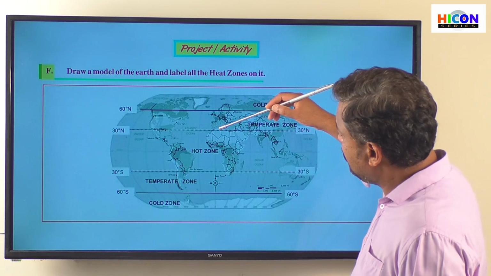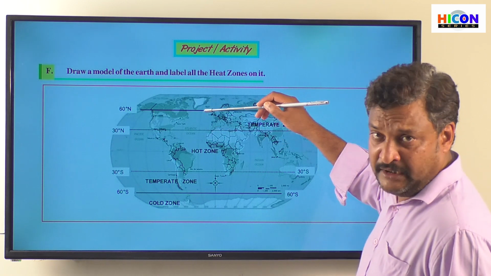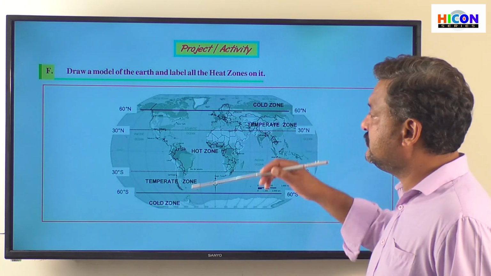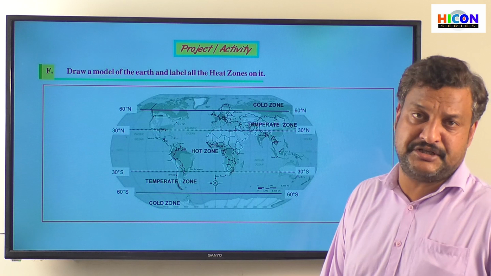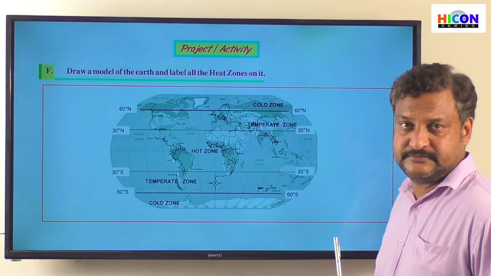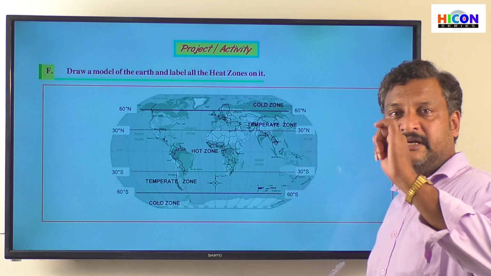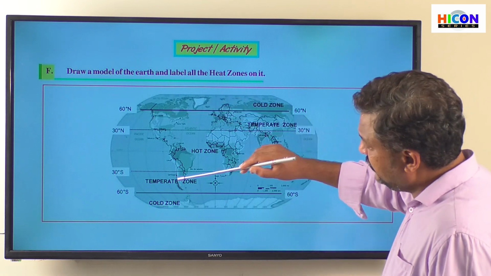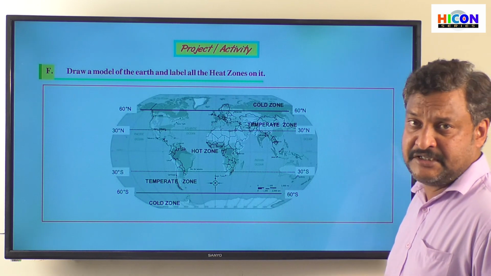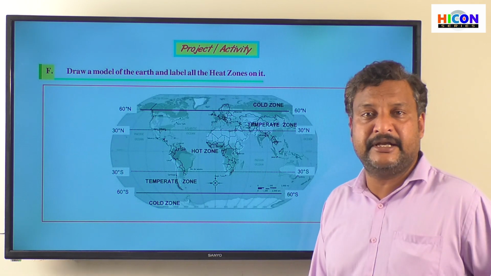Then from the Tropic of Cancer to the Arctic Circle in the north, we have a moderate climatic condition. The same here: Tropic of Capricorn to the Antarctic Circle, we have moderate climatic conditions. So this one and this one are areas of moderate climatic conditions, and we call it a temperate zone.